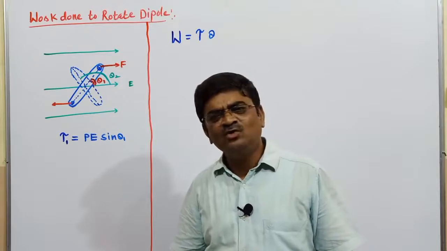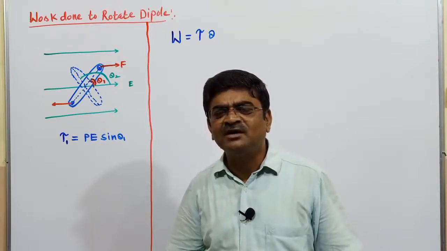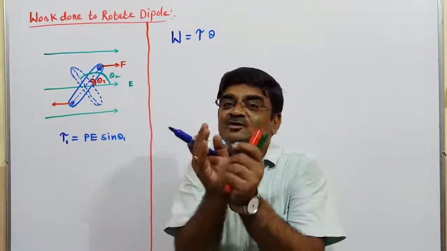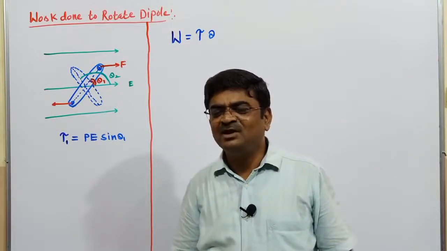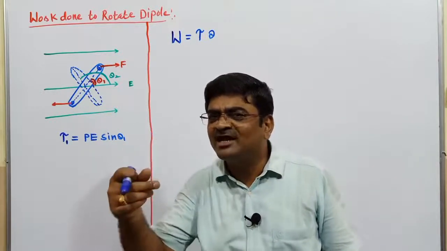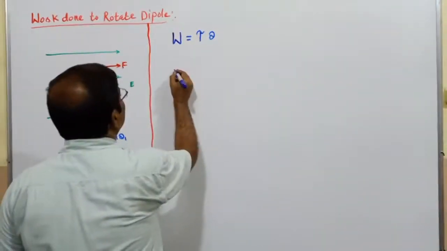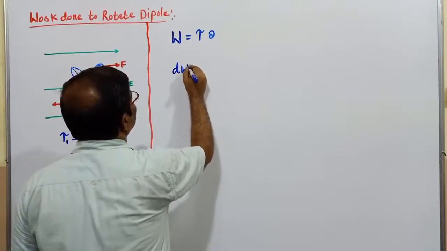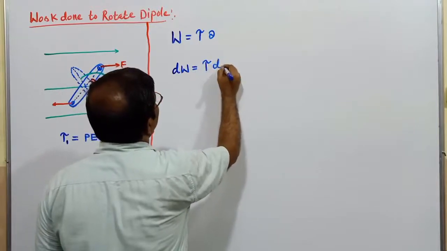Then what do I do? The whole angular displacement, what is my angular displacement? Theta 1 to theta 2. The whole angular displacement I will divide into small displacements. What's the benefit? Over that small displacement, the variation of torque I can assume negligible. And then I can calculate the small work done over a small angular displacement d theta.